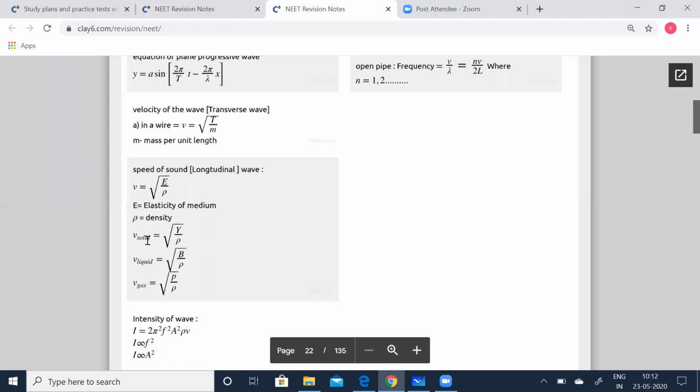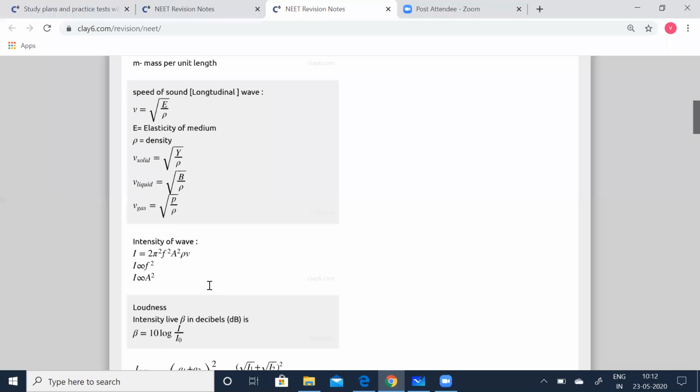So velocity of sound, if it travels through a solid medium, is equal to root of Y by rho, where Y is going to be the Young's modulus, and V liquid is equal to root of B by rho, where B stands for the bulk modulus. V gas is equal to root of gamma P by rho, where P stands for the pressure and rho the density. Next comes the intensity of wave.